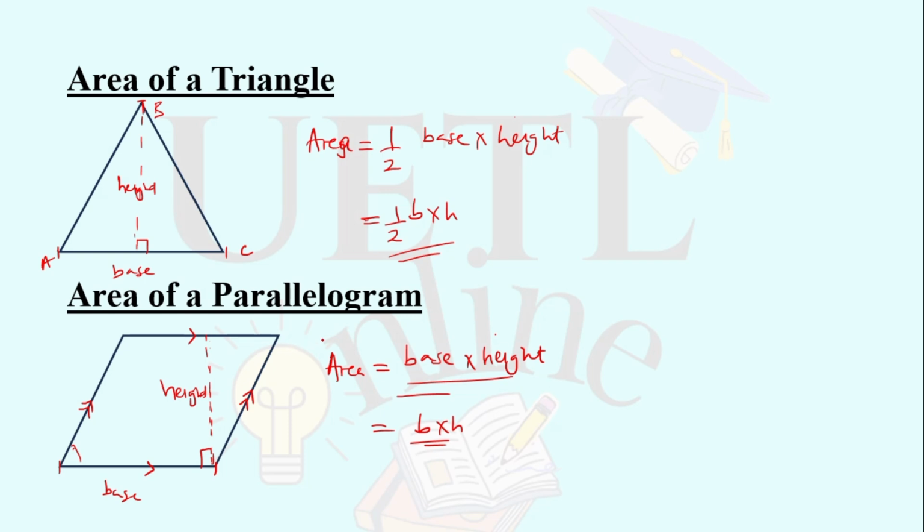Remember the shape: the parallelogram is a shape where all the lines are parallel to each other, but these angles are not 90 degrees. If these angles become 90 degrees, it becomes a rectangle, right? Remember that. So this is it on the parallelogram.